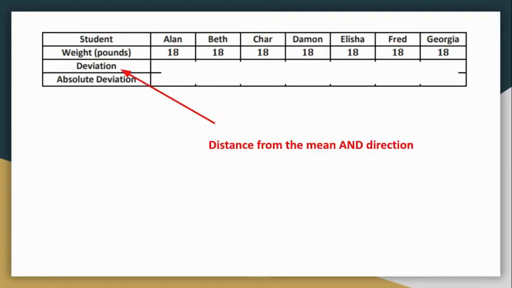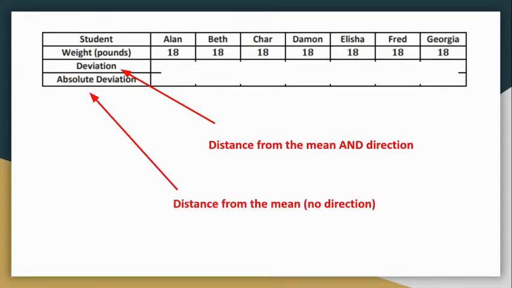When looking at the deviation versus absolute deviation, there's one key distinction we need to make. When we talk about deviation, we're looking for the distance of a value from the mean and the direction. 2 to the left of the mean would be an example of deviation. When we talk about absolute deviation, we're talking about the distance from the mean only, regardless of direction. Think of this like the absolute value of a number, which measures its distance from 0 without taking into account if the number is in the positive or negative direction.